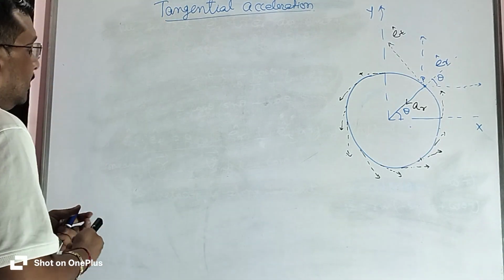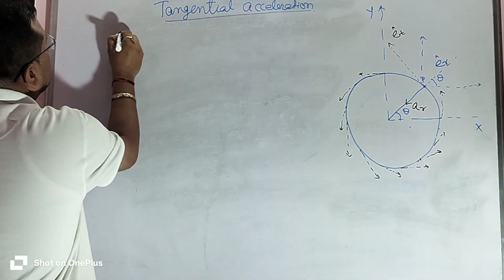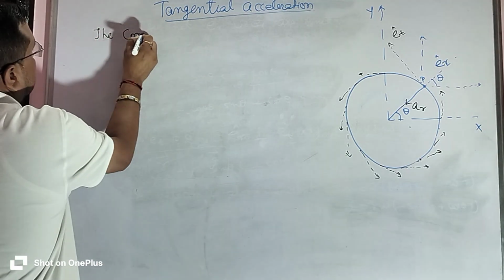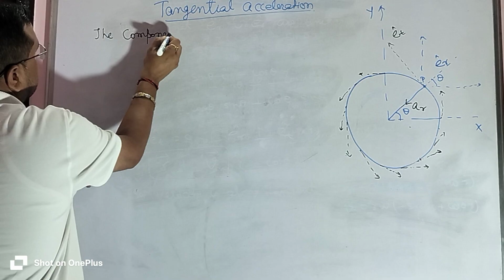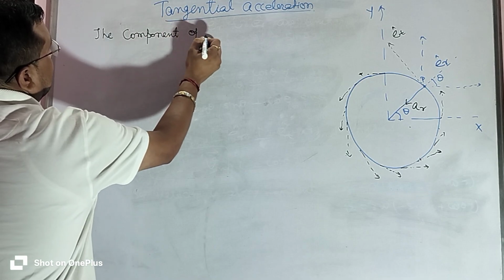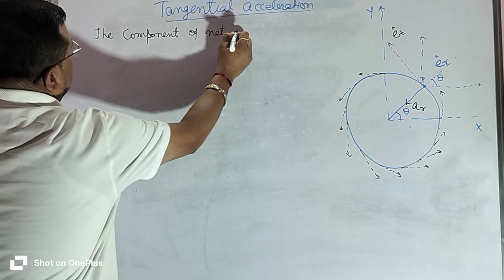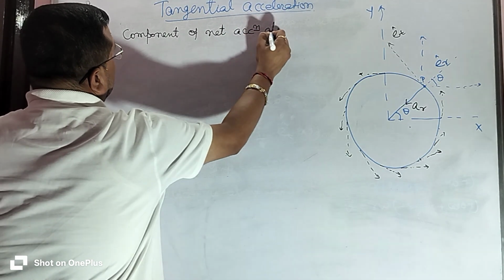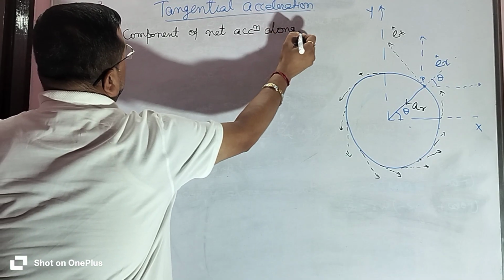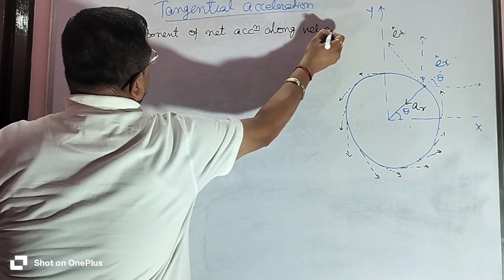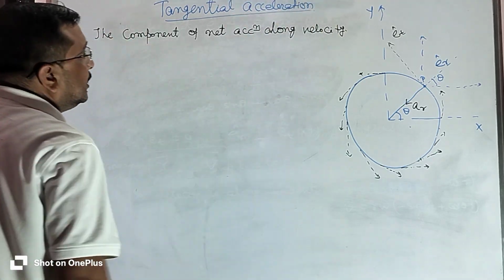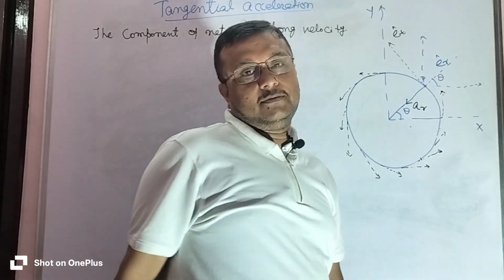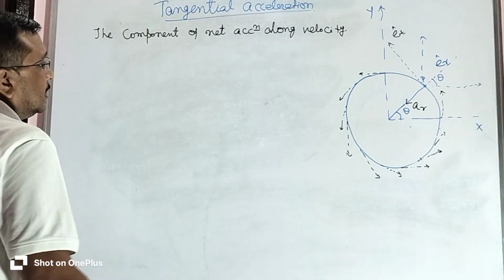इसको कैसे डिफाइन करेंगे कि the component of net acceleration along velocity. इसको ऐसे डिफाइन करेंगे हम लोग कि एक्सीलरेशन होगा उसके कंपोनेंट वेलोसिटी की डायरेक्शन में होता है. कैसे होता है, अगर इसका मैथमेटिकल प्रूफ आपको चाहिए तो आप कर सकते हैं.